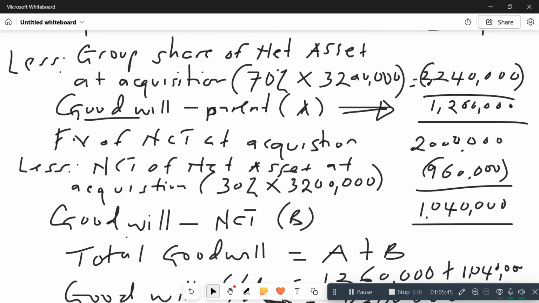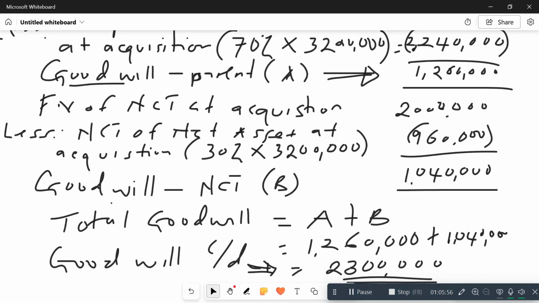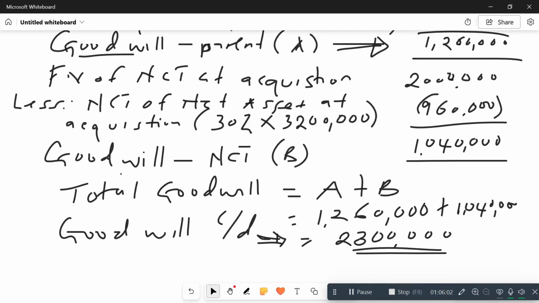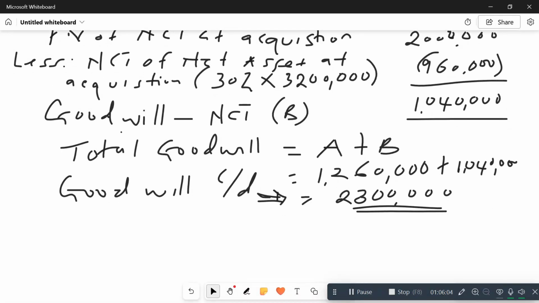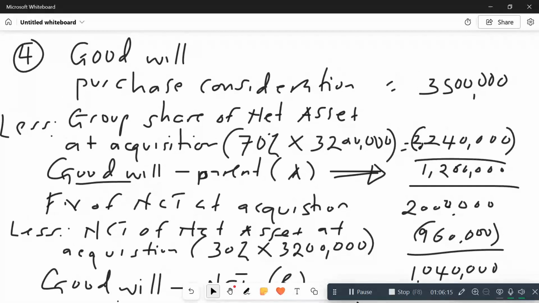Now, when we look at our goodwill, we start with purchase consideration of 3.5. We less group share of net asset at acquisition. Then we get goodwill for parent. We get fair value of NCI at acquisition, less NCI's share of net assets at acquisition. We get goodwill attributable to NCI. Then we get total goodwill, that is A plus B, parent and NCI. You may decide to present it in this way, or let me reduce it for you.